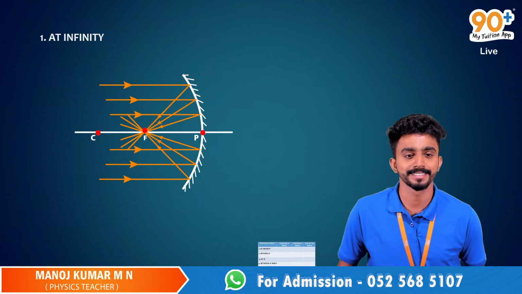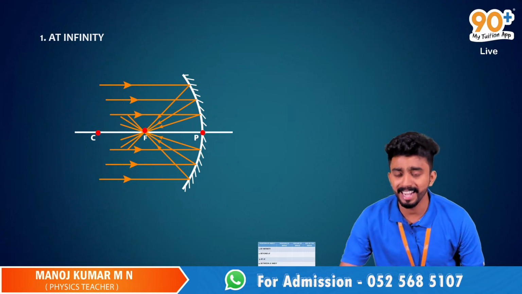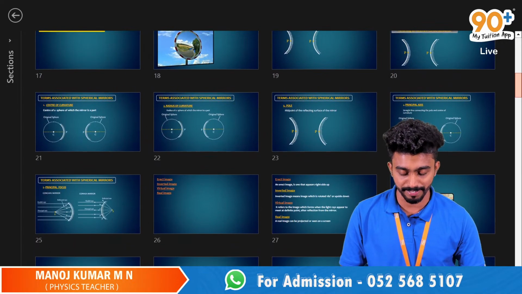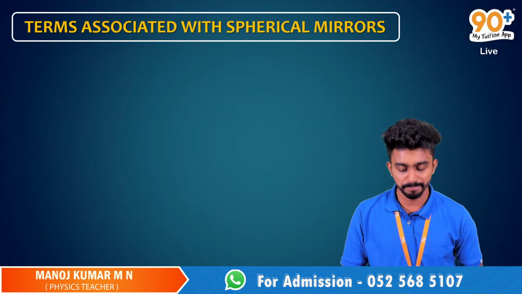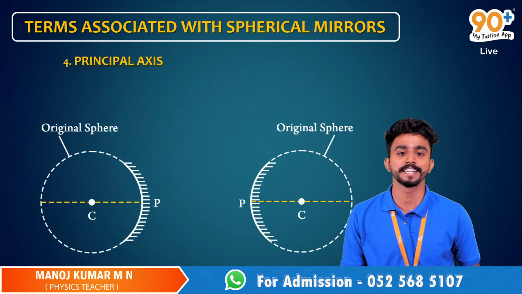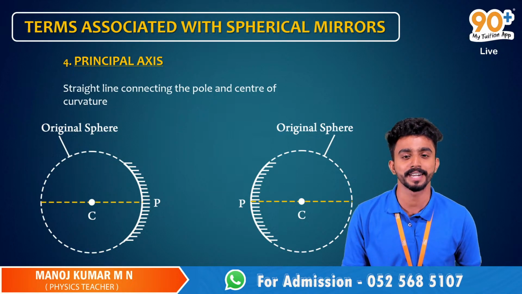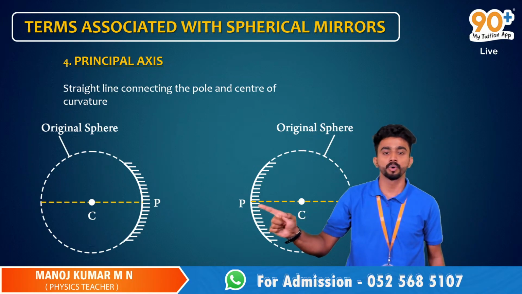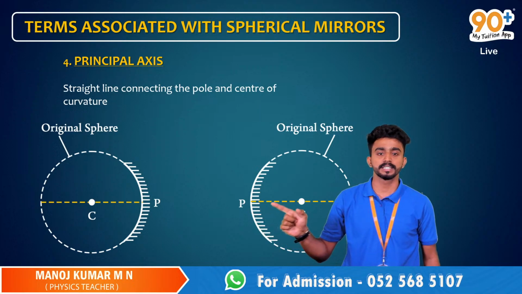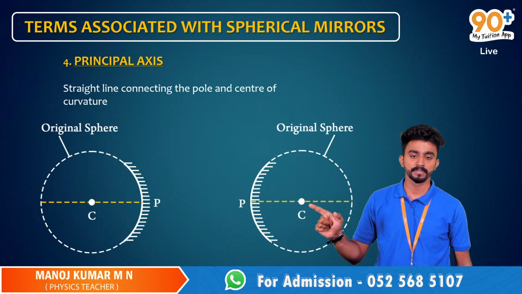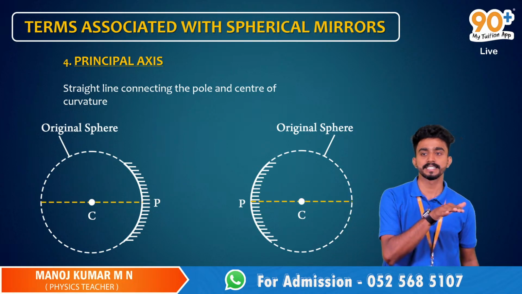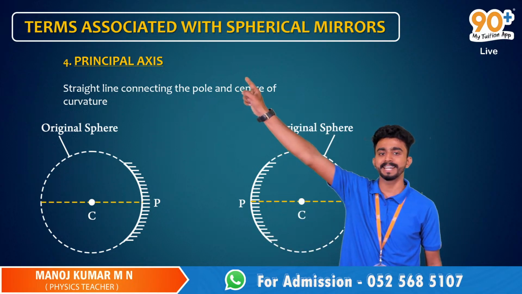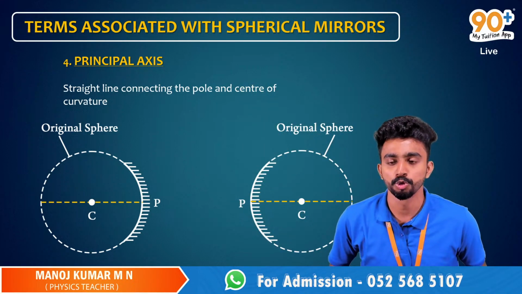Let's come back. Fine. So some of you were asking, what is the principal axis? We have checked out the terms already in the previous session, right? Terms associated with spherical mirrors. The straight line connecting the pole and the center of curvature. So the center axis which we consider, which connects the center of curvature and the pole, is termed as the principal axis.